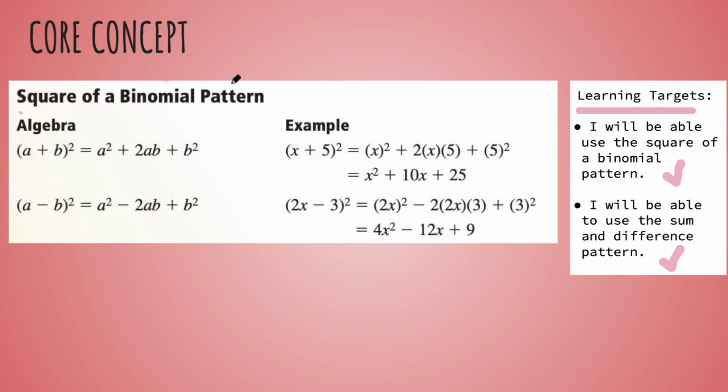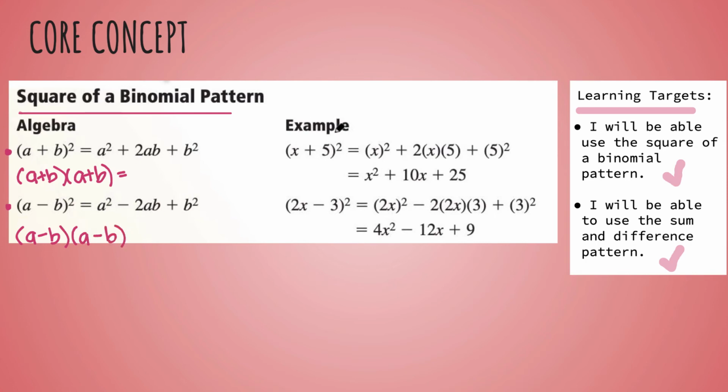Okay, so let's take a look at our core concept. First, we're going to look at the square of a binomial pattern. So go ahead and pause the video and copy down these two formats here. So we have the algebraic format. So we're multiplying a binomial to another binomial, a plus b times a plus b. So if we see a plus b quantity squared, it's the same thing as a plus b times a plus b. And when we do that, this is going to be our product. Likewise, if we have a minus b times a minus b, here's our product.